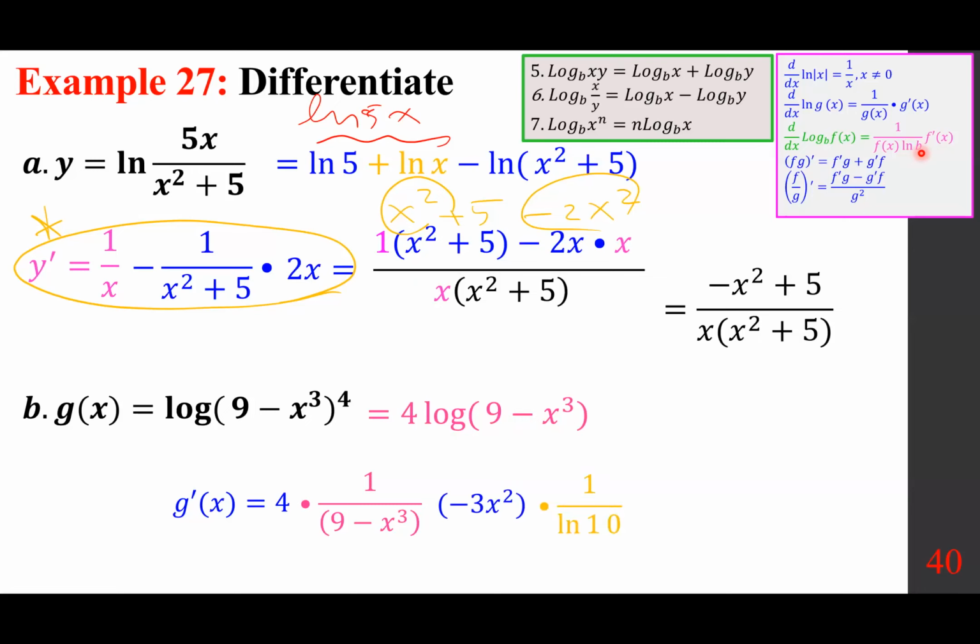So as you can see, they are all at the top. That means 4 and negative 3x squared gives you negative 12x squared. And 9 minus x cubed and ln 10 are at the bottom. And this is our final answer, everybody. Again, very straightforward. There is not much to it.